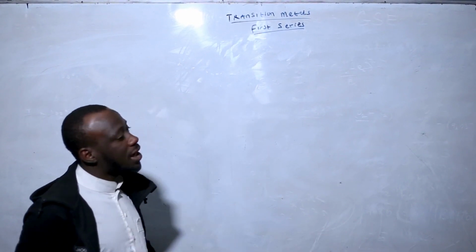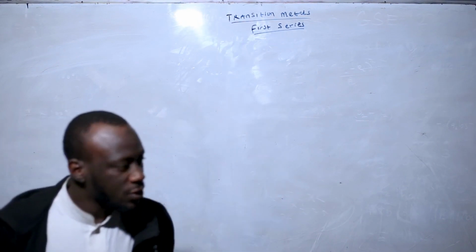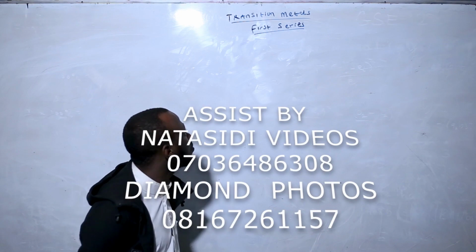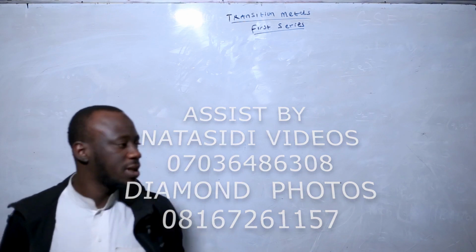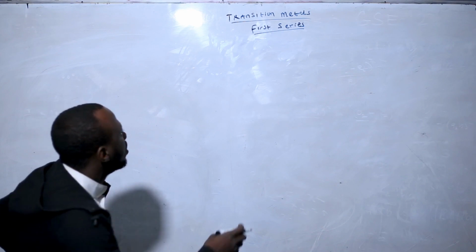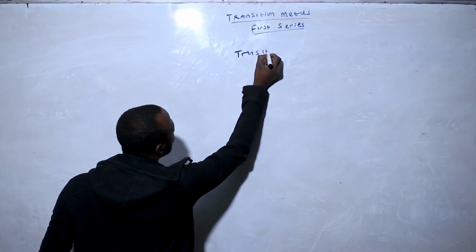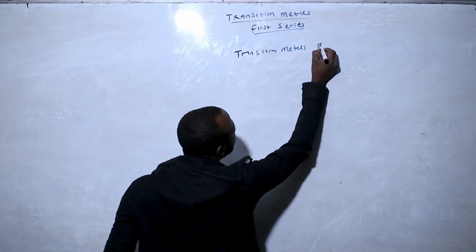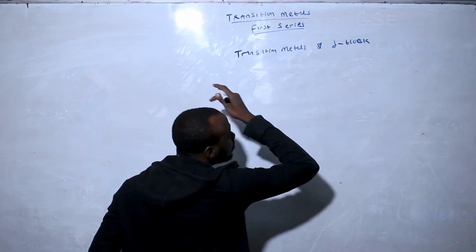Today we are going to discuss the first row, the first series of transition metals. Firstly, I wanted to discuss transition metals. What are transition metals, and also what are d block elements? These two terms, transition metals and the term d block element.